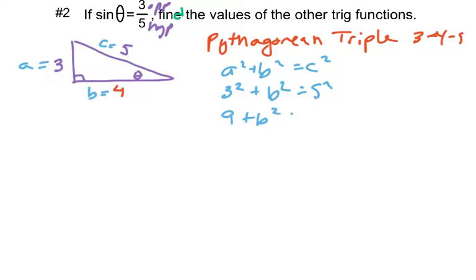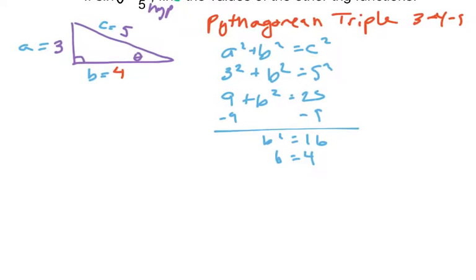So 9 plus b squared is 25. Subtract out a 9, and get a b squared of 16, but of course then a b of 4. So either way, then we can list out all of our trig functions.